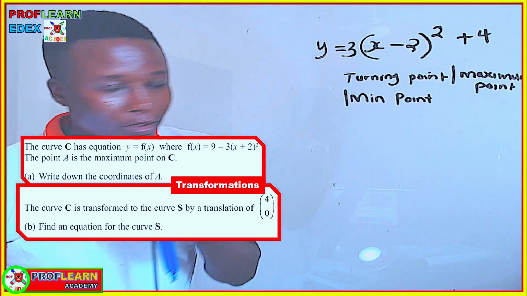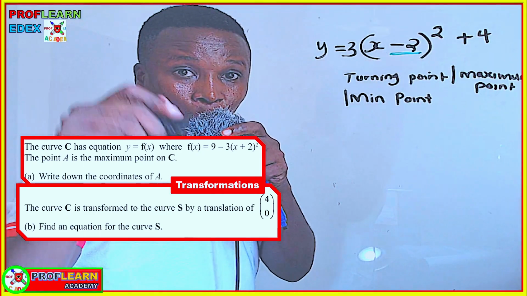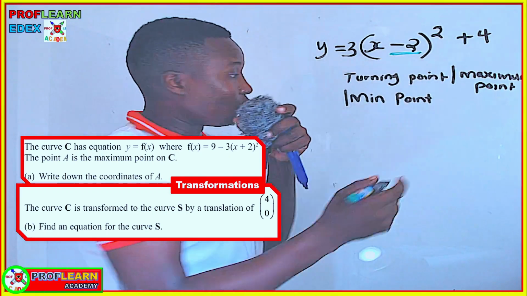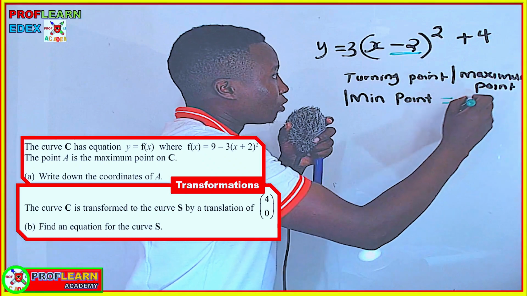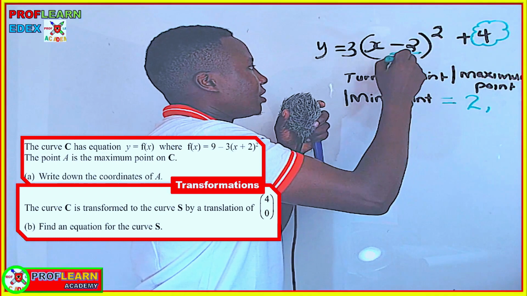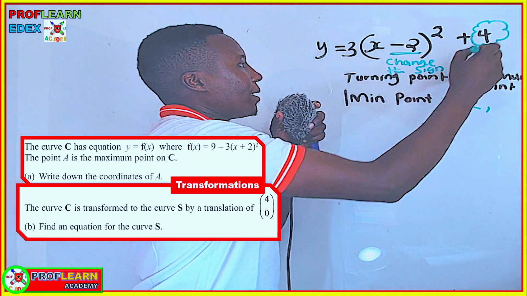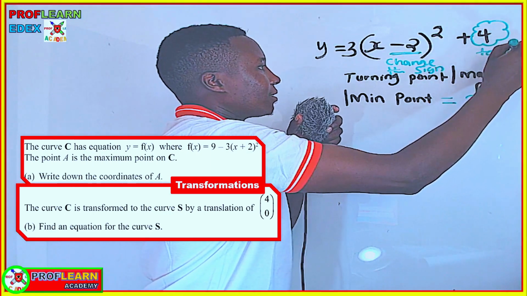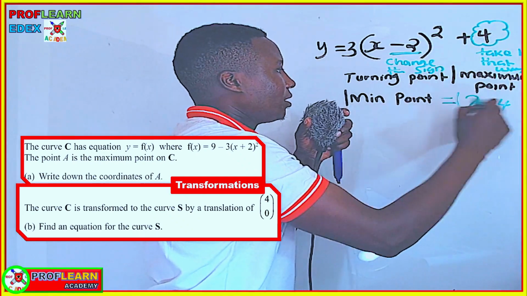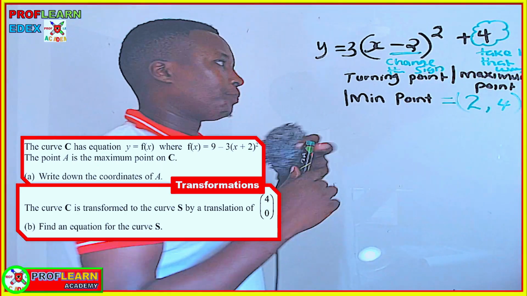Okay, you see this value that you have here, you always take the opposite sign. So if it's a negative, you will take the positive when you are stating the turning point. So the x value is going to be 2. But this one that we are having here, you take it that way. So this is going to be 4. So the turning point is (2, 4).